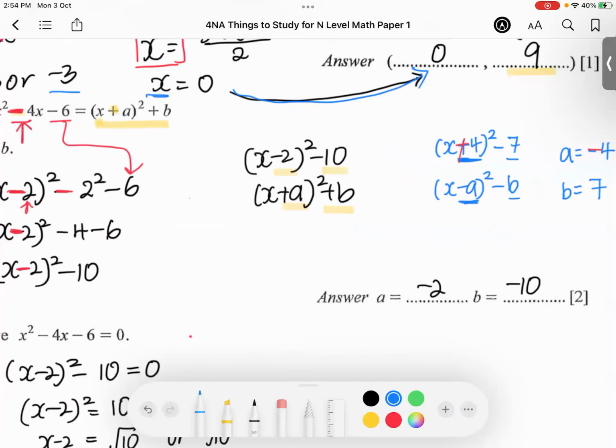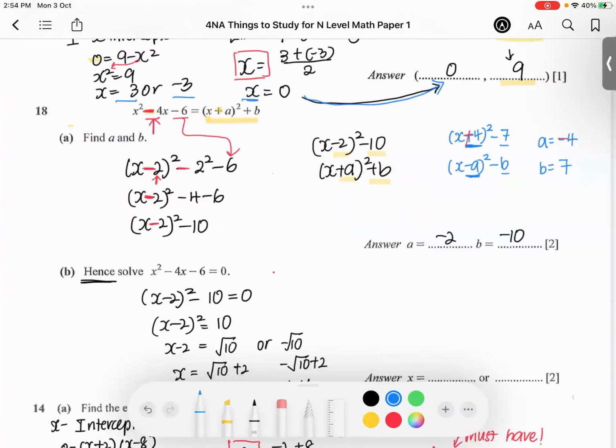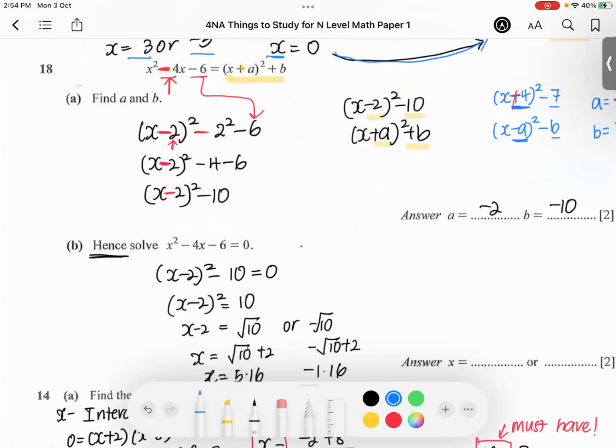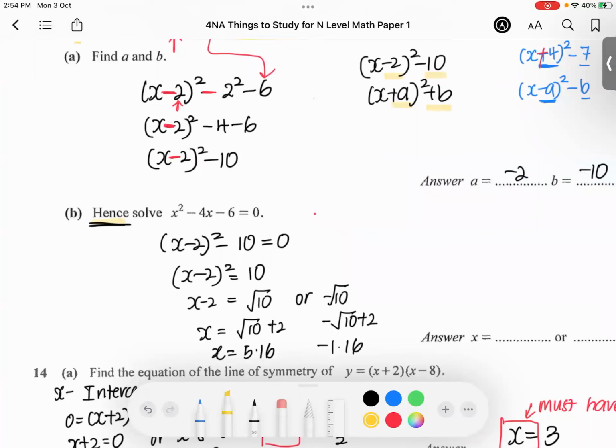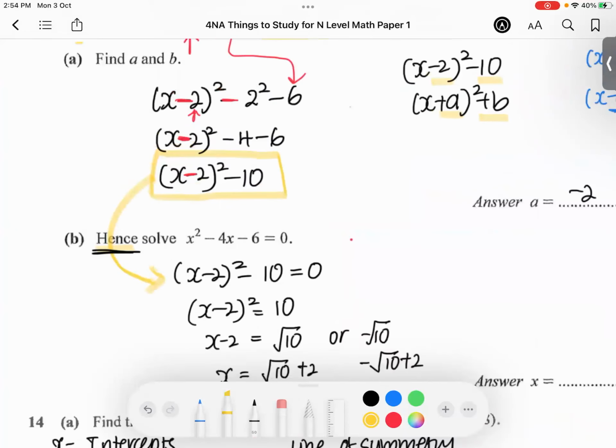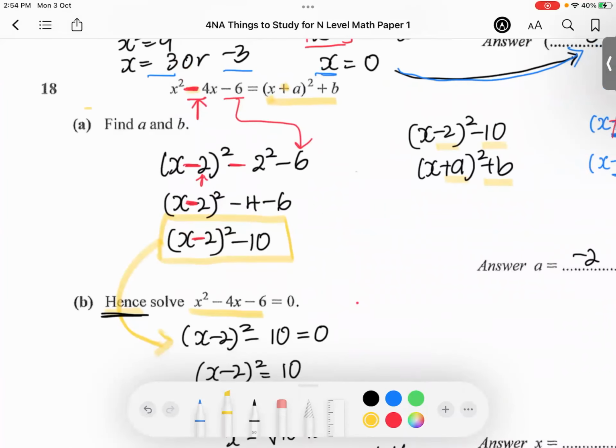Next part, the question says hence. This one I said many times. Hence, so you definitely must use your answer over here. Bring it down. Okay, but first things first, compare. Is x squared minus 4x minus 6 here exactly the same? If it's exactly the same, you use it. Sometimes maybe not the same. Then I probably need to do something to change it.